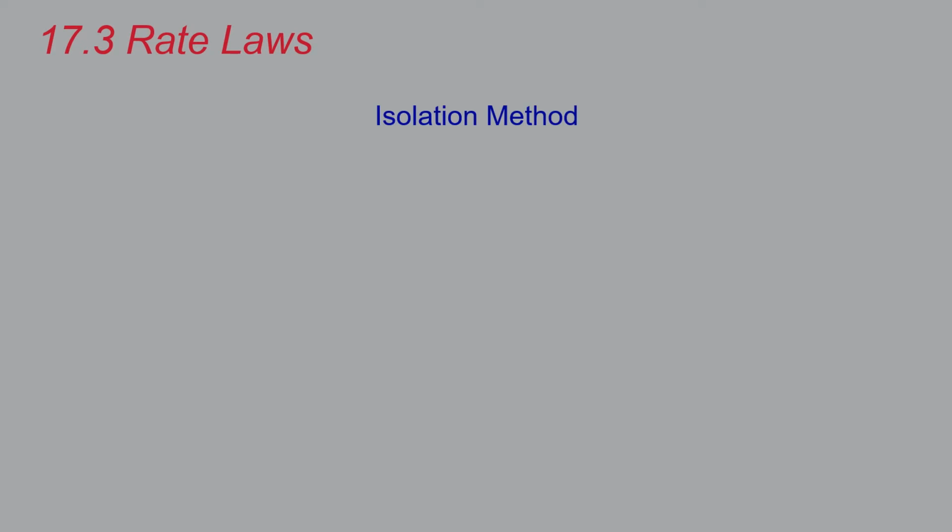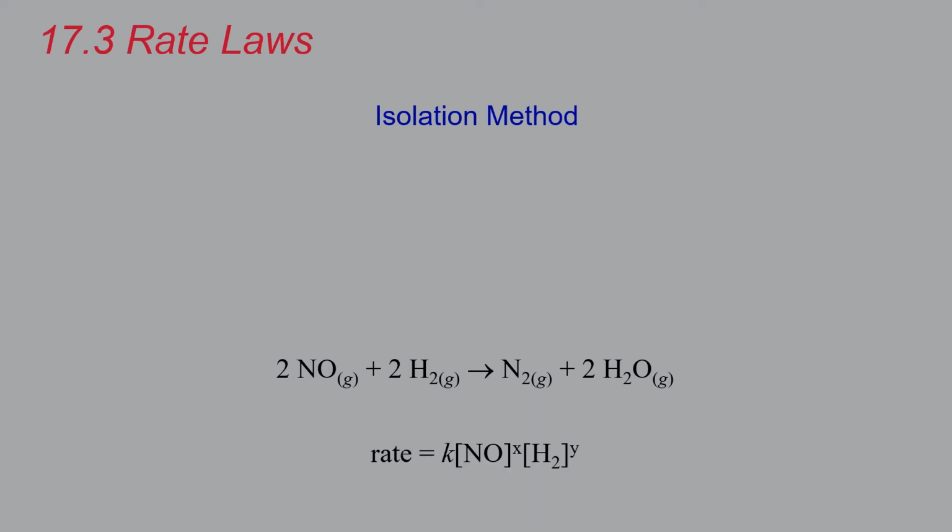And it's something called an isolation method. So this reaction here is 2 nitric oxides reacting with 2 hydrogens to form N2, a nitrogen molecule, and water. Now the rate is going to have the form: the rate constant times the concentration of NO to some power times the concentration of H2 to some power. So only reactant concentrations go into experimental rate laws, not products.